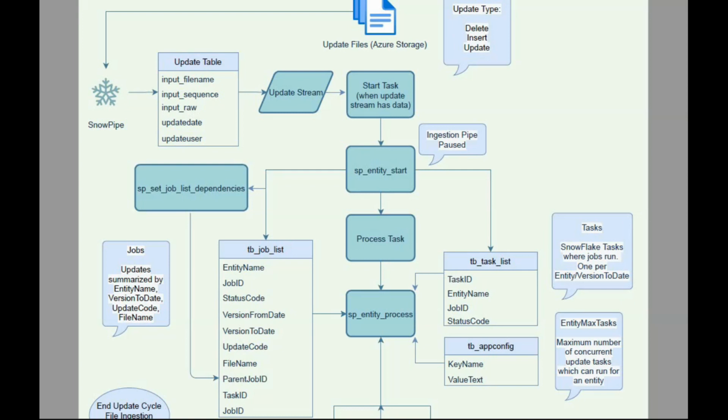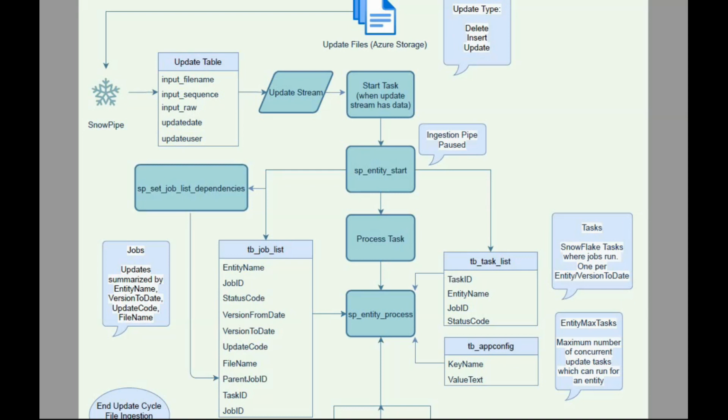Once the pipe is paused, the job list table, which defines the individual update jobs which need to run based on the contents of the update staging table, is populated. Subprocedure SP set job list dependency is next called, which updates the job list table with the parent job ID of any job which has a precedence prerequisite, such as an insert job processing the same version date as another delete job. Next, the task list table is loaded with one entry for each distinct version date in the job list table. These will become Snowflake tasks, which can be run in parallel.